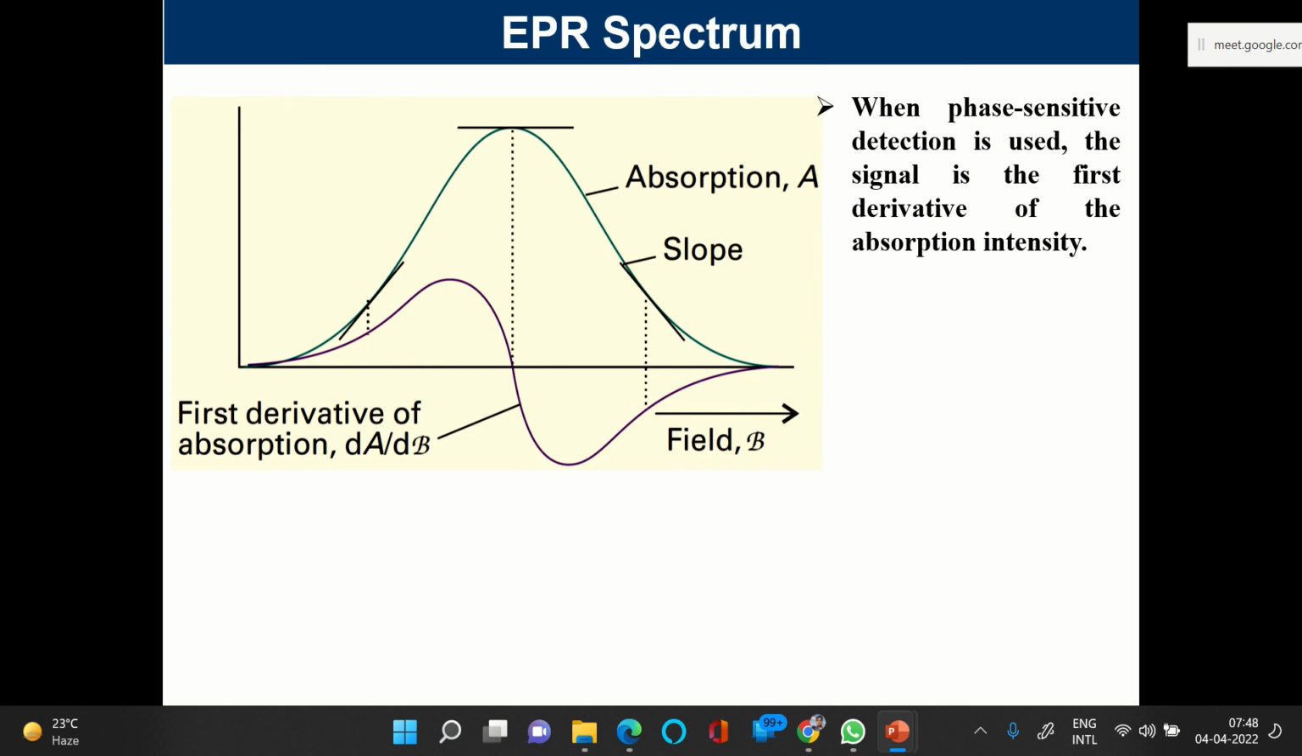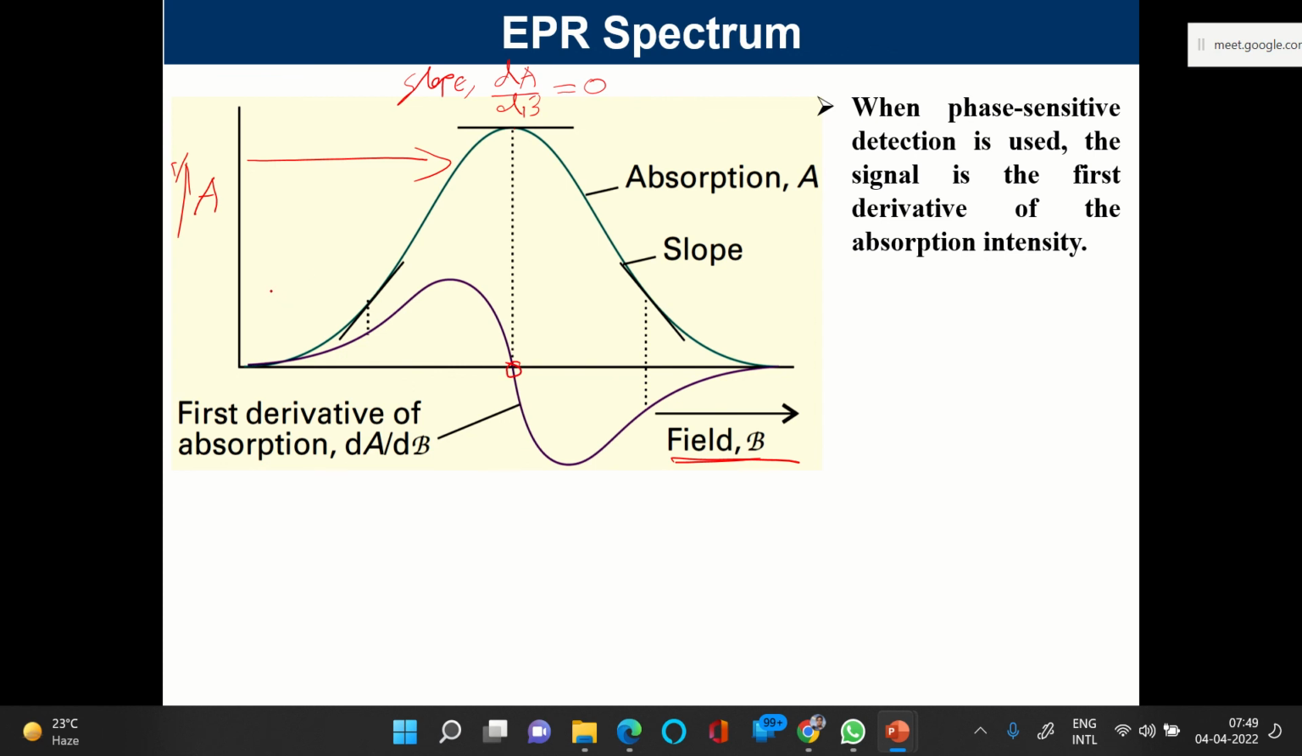What you saw in the previous slide was this: initially you obtain a signal, absorption A plotted versus field B. This is the normal absorption profile, with absorption on the y-axis and field B on the x-axis. You can take the slope at each point, which is dA by dB. At the top of the peak, dA by dB is 0, so this is plotted as 0 over here.